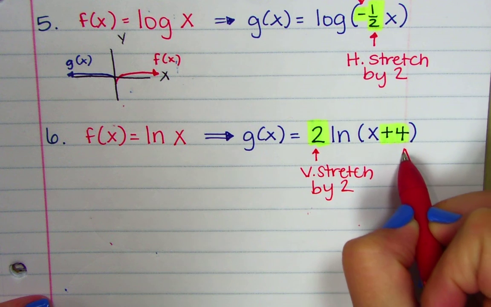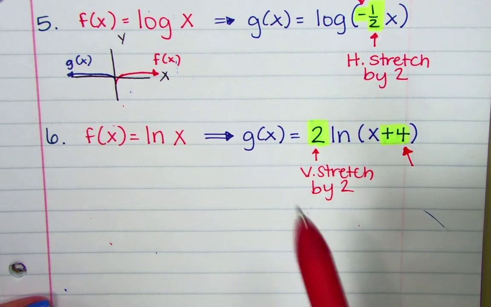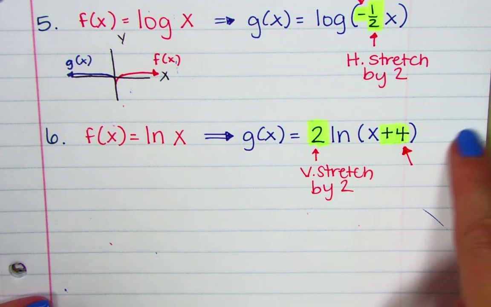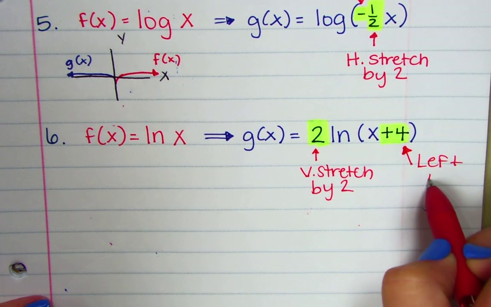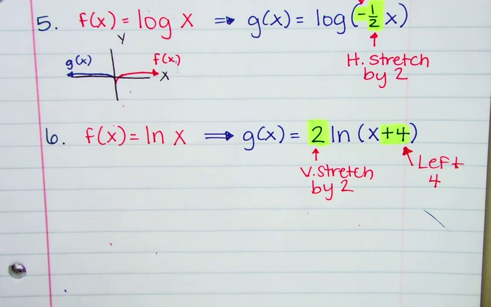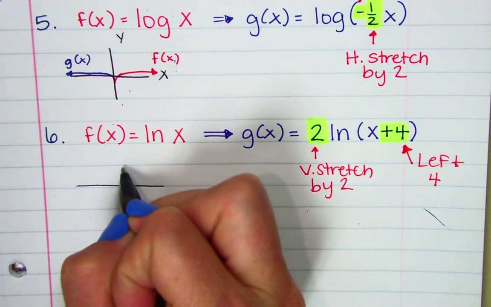Right. What about a plus 4? Is this up 4? Right. Now it's in the parentheses. If it was up 4, it would be out here. All right, left 4. So we're going to do a little sketch of this one as well.